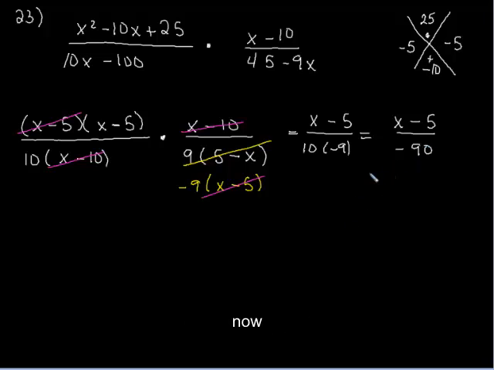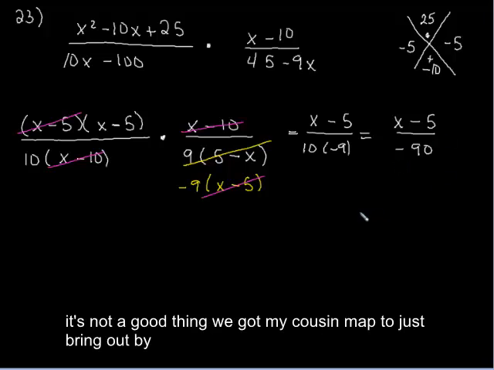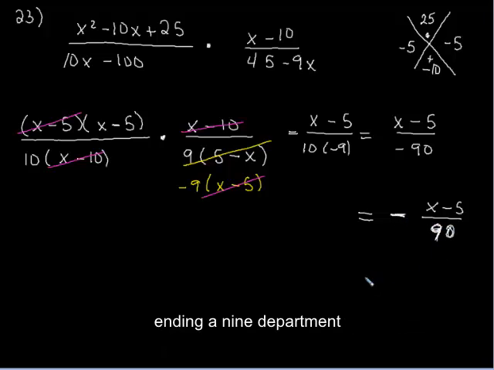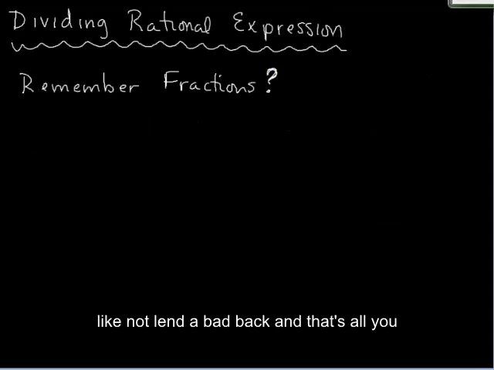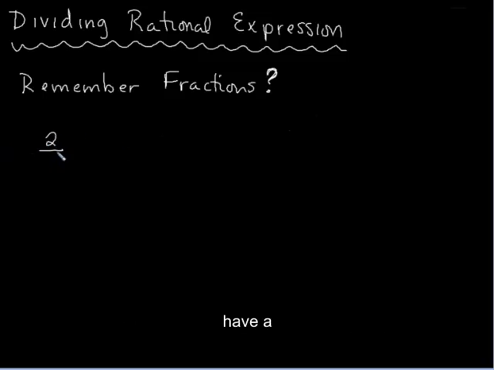Now, we don't like negatives in the denominator. It's not a good thing. We don't like those in math, so just bring it out front. And make the 90 positive. Okay. It's just more proper. Remember how to divide fractions?